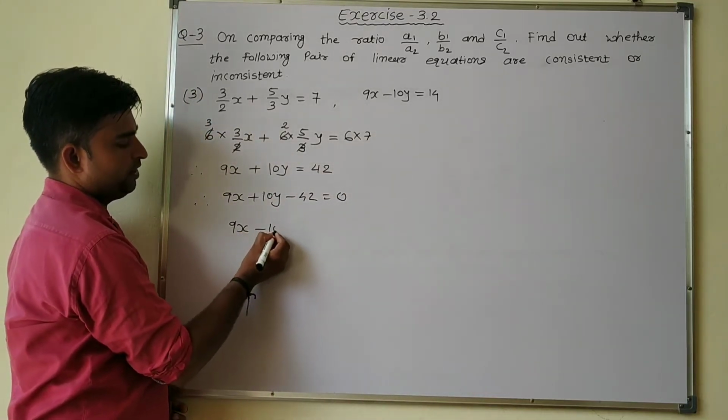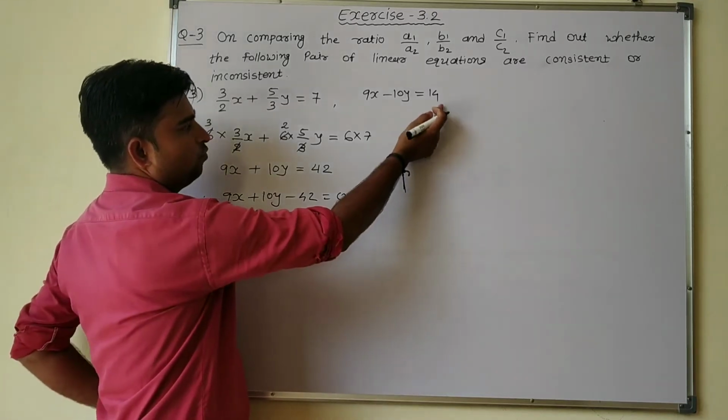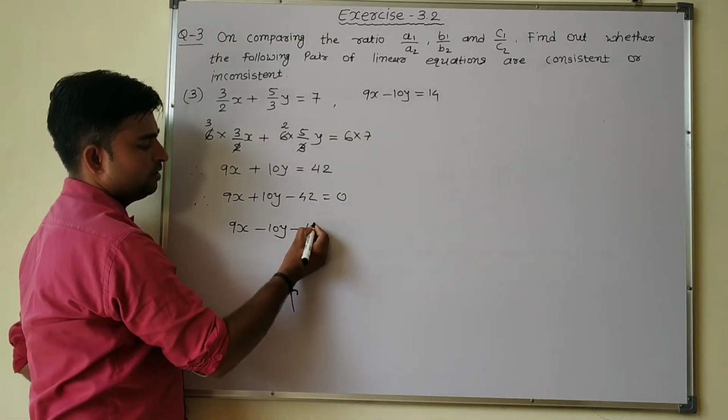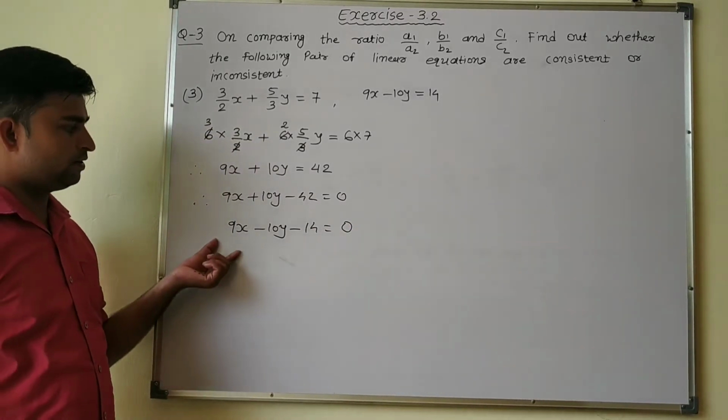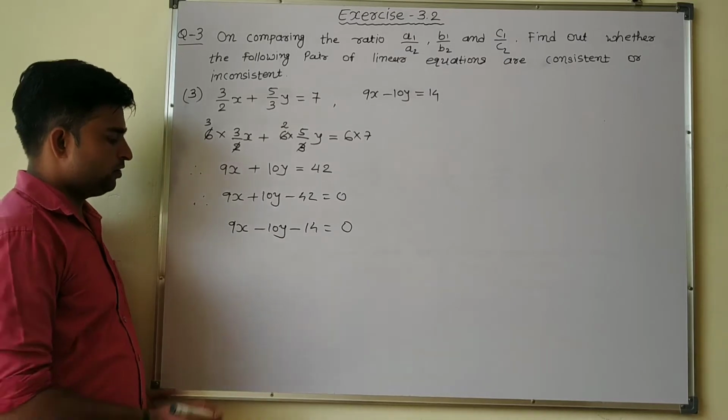9x minus 10y minus 14 is equal to 0. The 14 comes to this side, so minus 14 is equal to 0. So this is the second equation. Now we have to find the ratio.